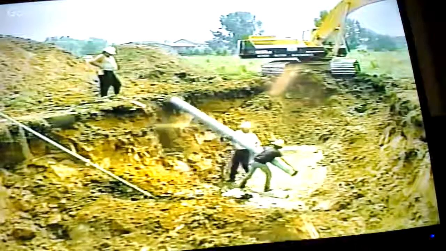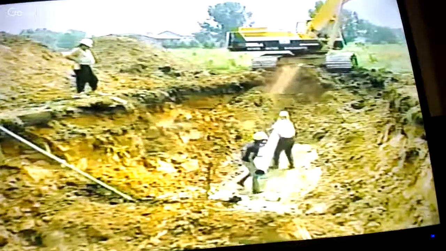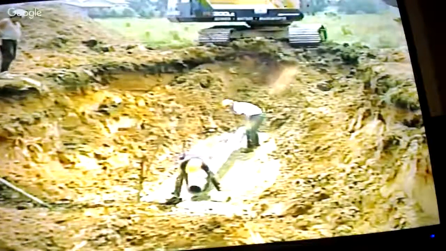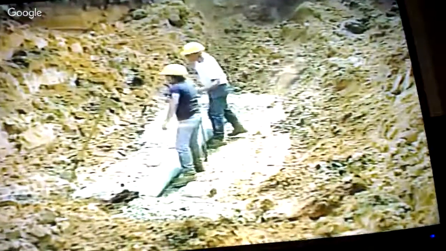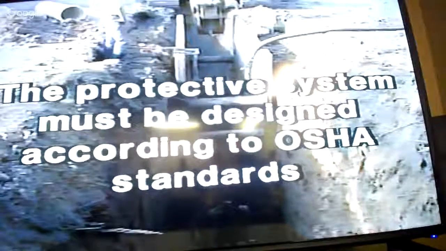OSHA requires that in all excavations, employees exposed to potential cave-ins must be protected by sloping or benching the sides of an excavation, supporting the sides of an excavation, or placing a shield between the side of the excavation and the work area. The protective system, in turn, must be one that has been designed according to OSHA standards.